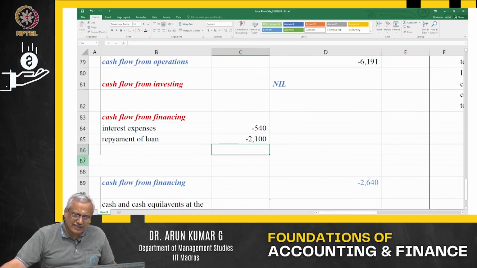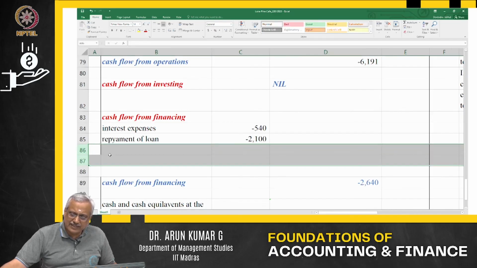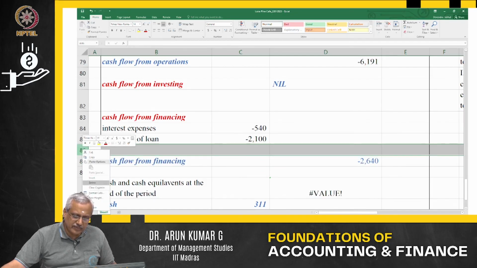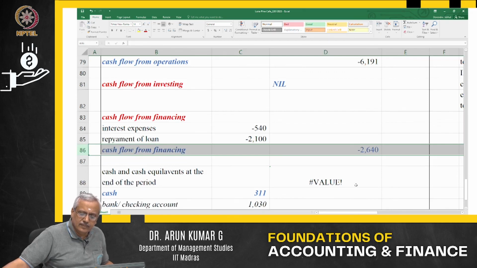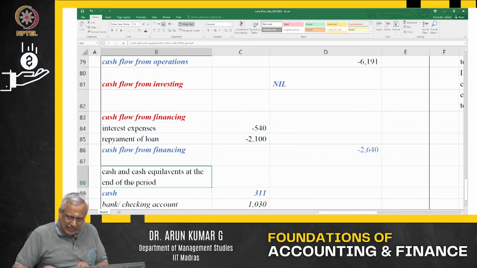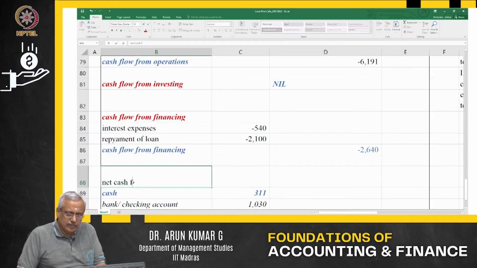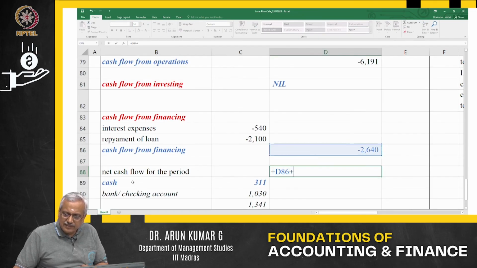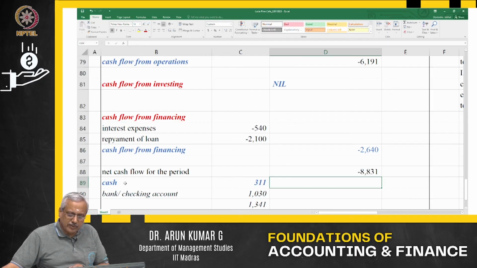What is the cash flow from financing activity in this particular case? I am just knocking it off out here. Cash from financing activity is just the sum total of this. Now, in this particular case, what is the total net cash flow for the period? Net cash flow for the period is this plus this out there.